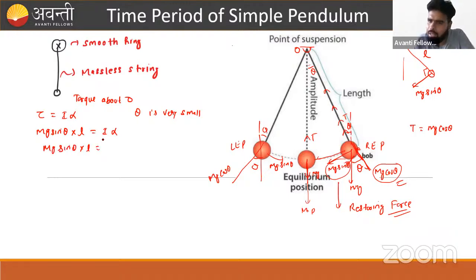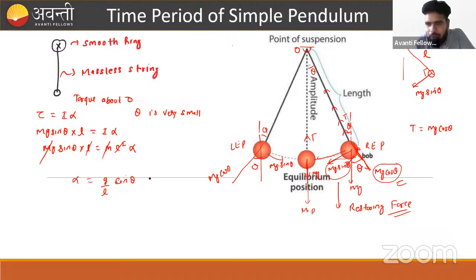What is the I? I is the moment of inertia, about the point of suspension. So this is the mass, and the distance of the mass from this point is the length of the string L. So this will equal m L square into alpha. See here, m and m cancel out, L and L cancel out. What is the value of alpha? We can say that the value of alpha is g upon L sine theta.